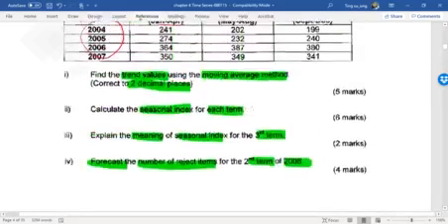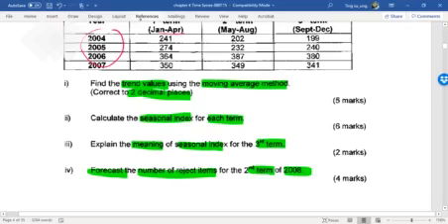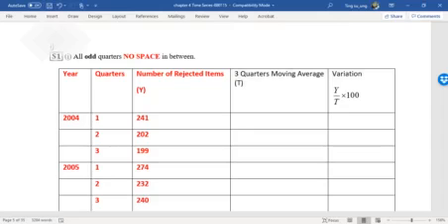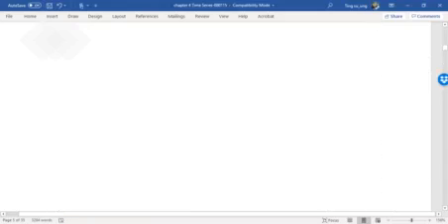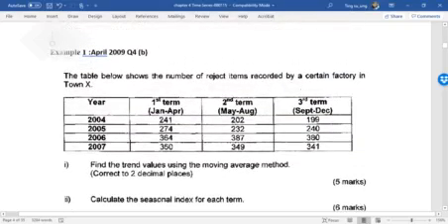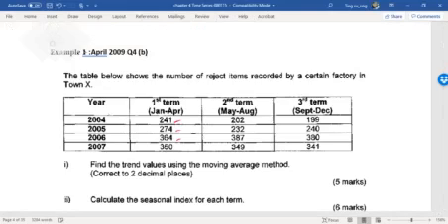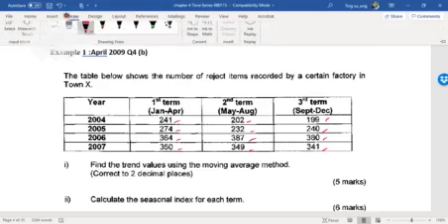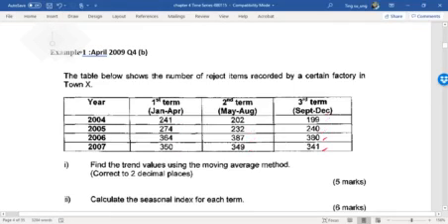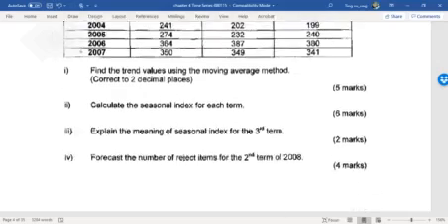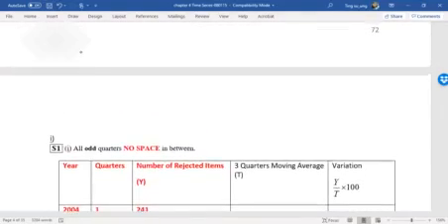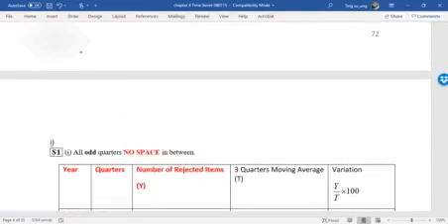So take one piece of your foolscap. Take out your foolscap paper, then copy back your existing data given here into the foolscap. Okay, so just do it. You start with year, quarters, number of rejected item.